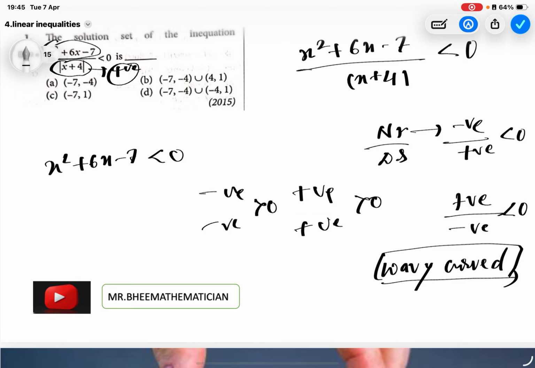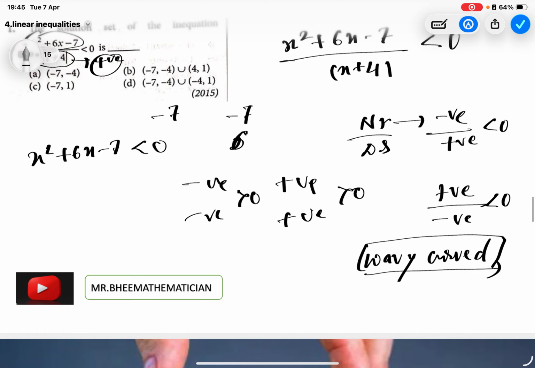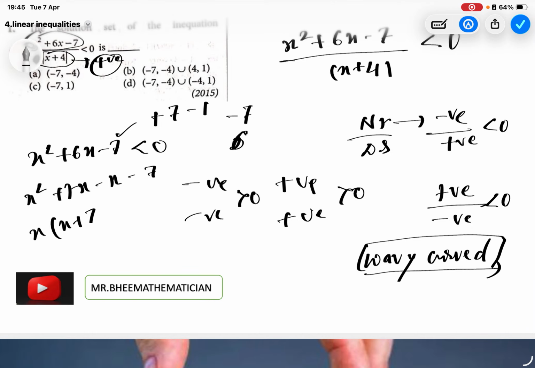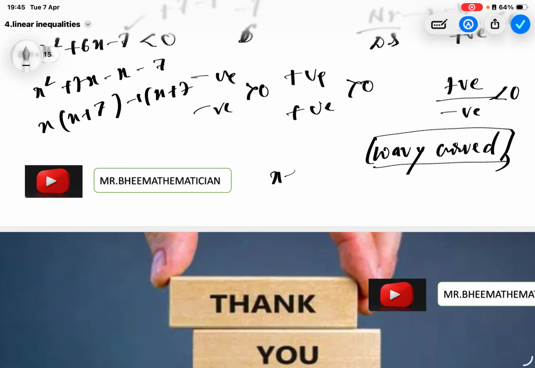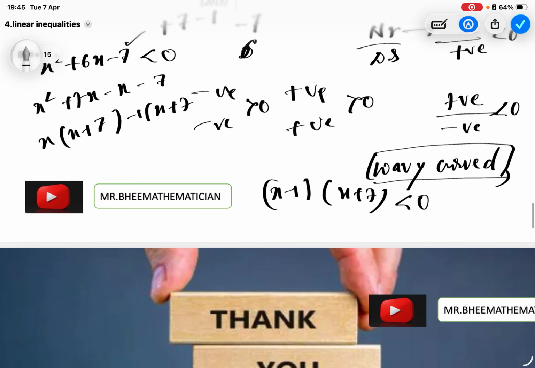Now, we need two numbers whose product is minus 7 and whose sum is 6. What are those two numbers? You can choose 7 and minus 1, then you will get the answer. 7 into 1 will be 7, and 7 minus 1 will be 6. Then x square plus 7x minus x minus 7. So x is common, x plus 7, and minus 1 is common, x plus 7. There are two factors, x minus 1 as well as x plus 7. So these are less than 0.